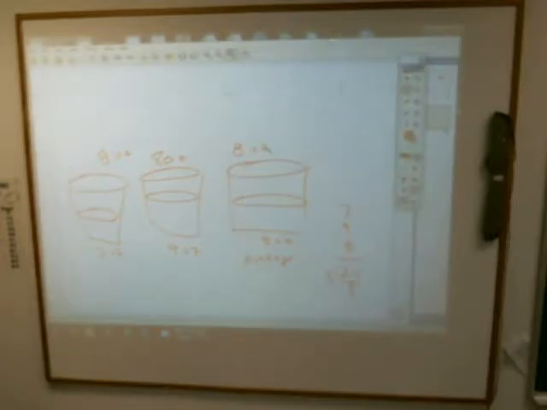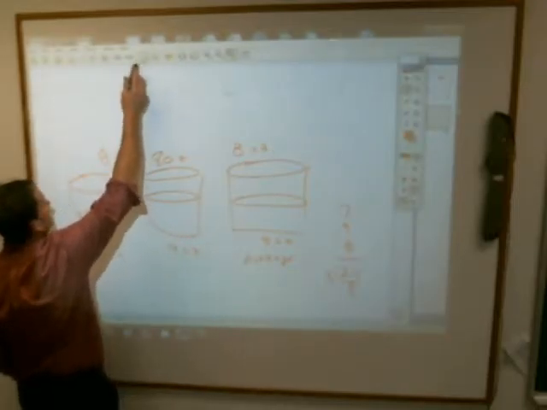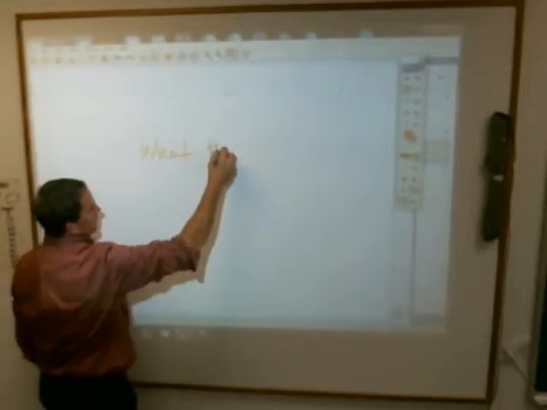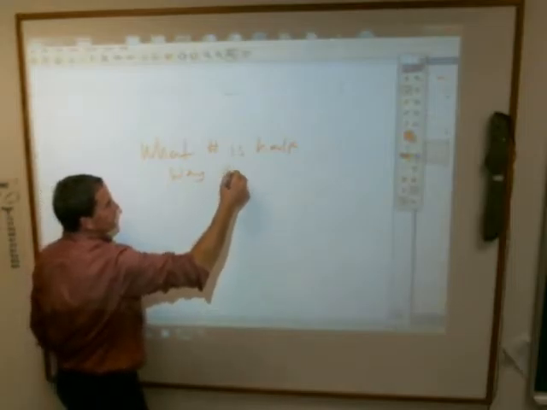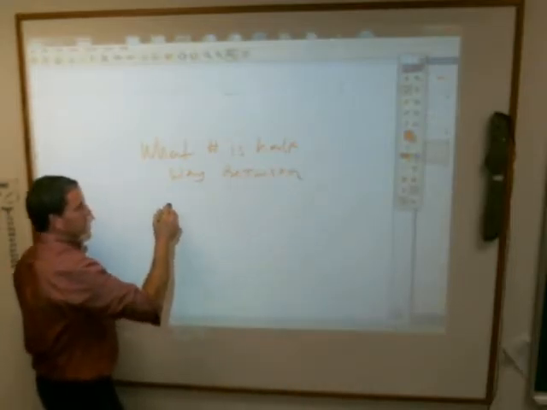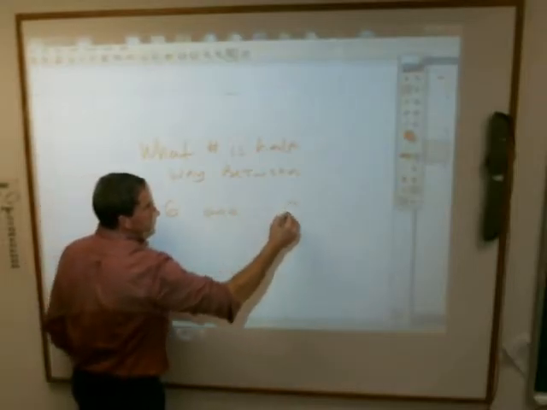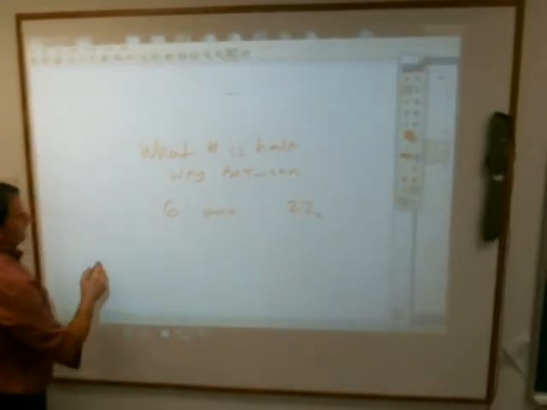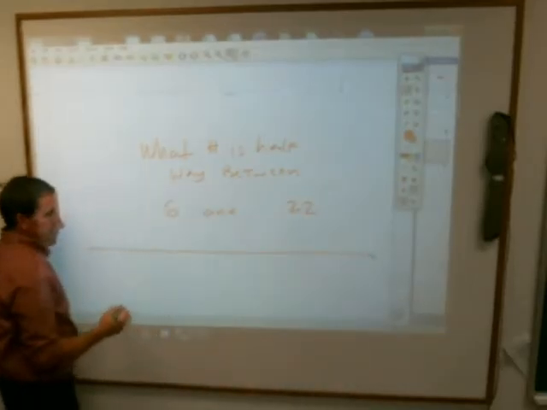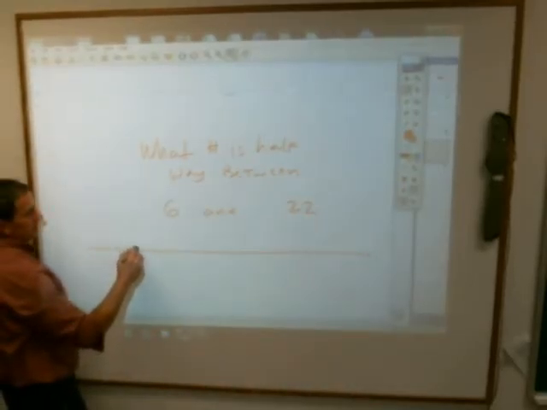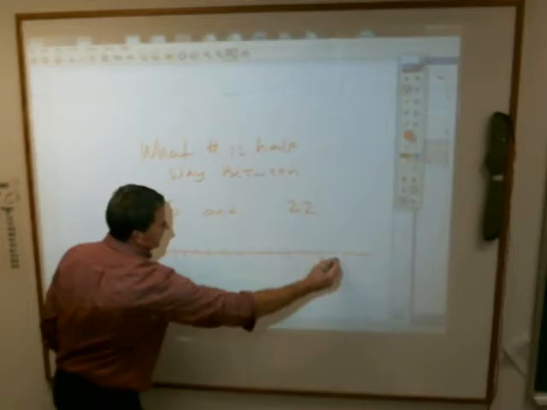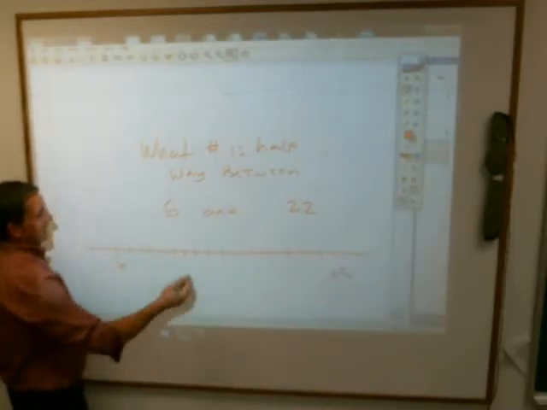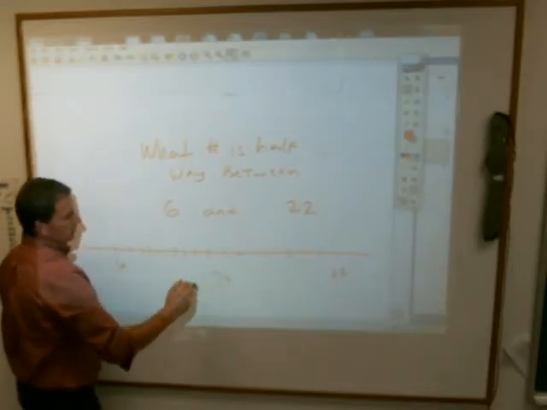And the other thing that average helps you find is this. People forget this all the time. Average will help you find what number is halfway between, say, 6 and 22. The visual of that would look like this. If you've got a number line, and you have 6 here, 7, 8, 9, 10, 11, 12, 13, 14, 15, 16, 17, 18, 19, 20, 21, 22. What number falls exactly in the middle of those two numbers?